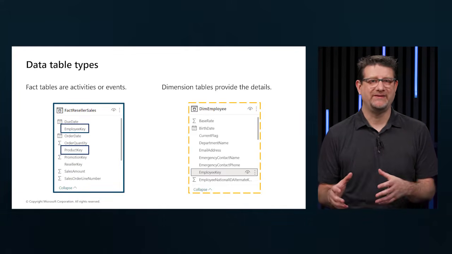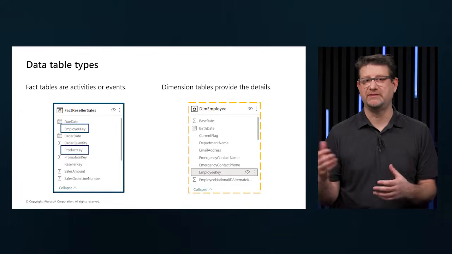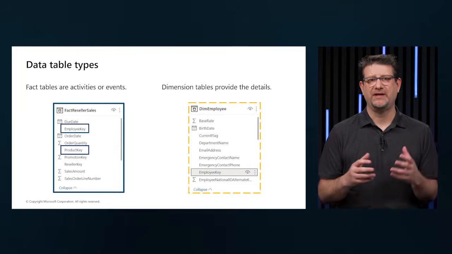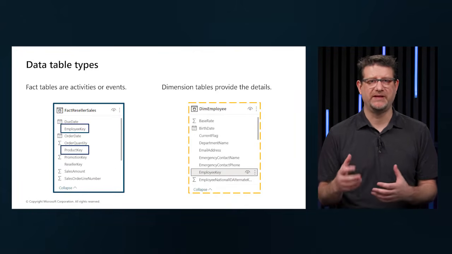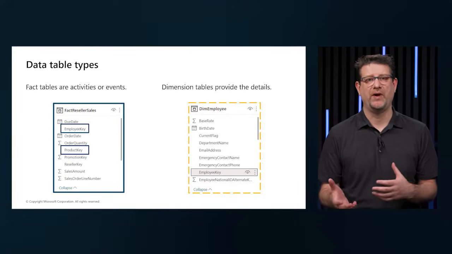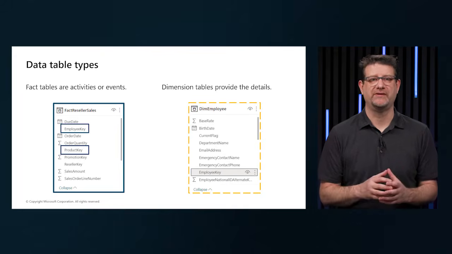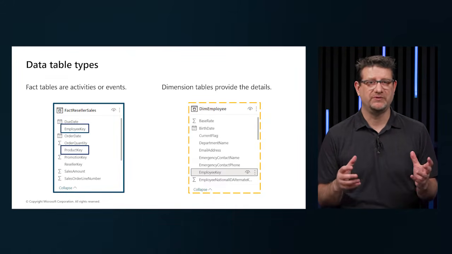Facts represent activities, observations, or events such as sales orders, stock balances, temperatures, etc. Whereas dimensions describe business entities like products, people, places, and concepts, providing details or answers to questions like who, what, where, when, how, etc. Creating a well-designed data model in Microsoft Power BI offers numerous benefits.